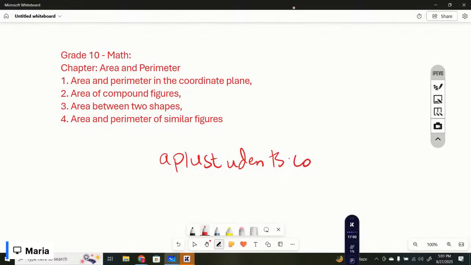You have to log in there using your email address and password as provided by the administrator. Then you have to select math from the subject tab. Scroll down to grade 10 math and then click on view all lessons. There you can find a list of the chapters.